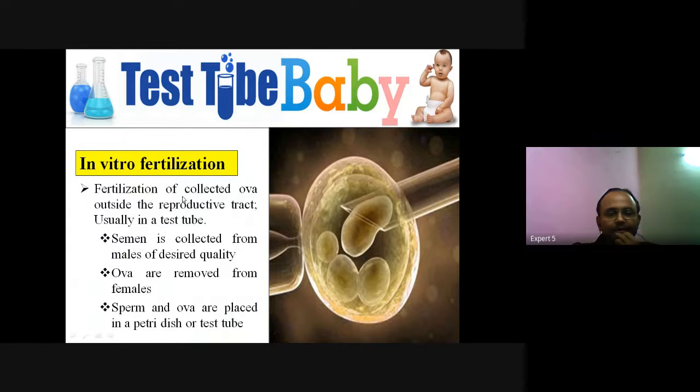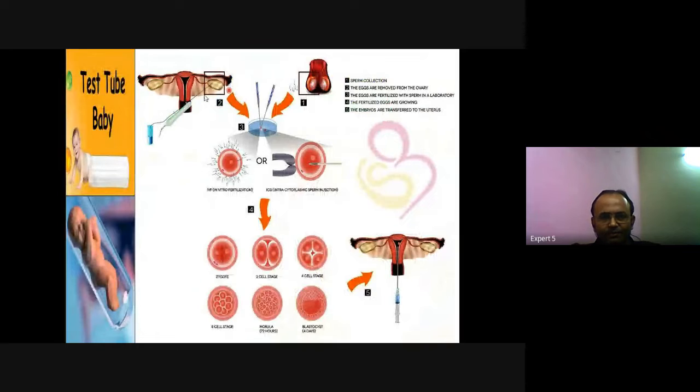ova are collected and fertilized in lab conditions. Semen from males is collected and ova are removed from the females. Both the semen and ova are fertilized in the lab. The ova are collected from the female, the semen is collected from the male testis, and in the lab both are fused. The fertilized eggs grow to the blastocyst stage after 4 days. This blastocyst stage is implanted in the uterus, where it grows into a baby.